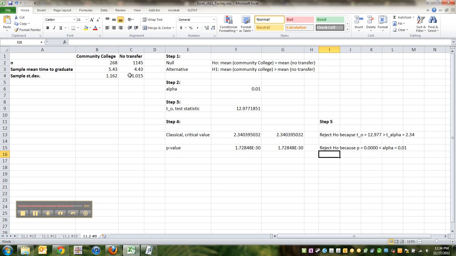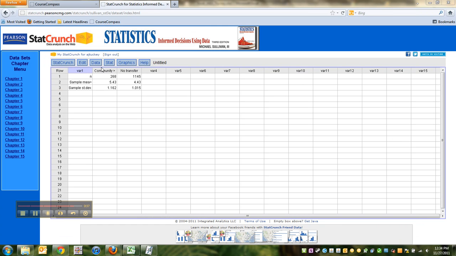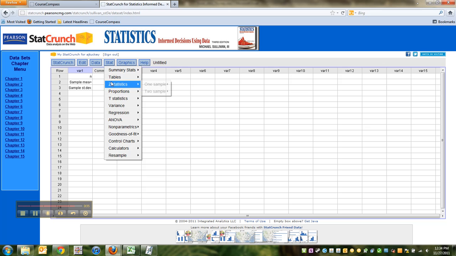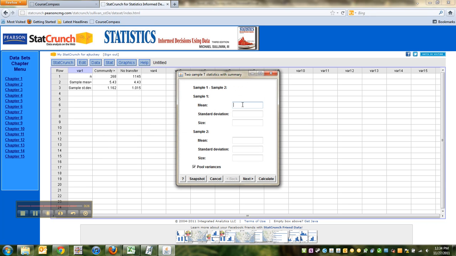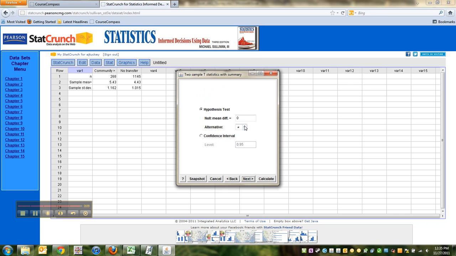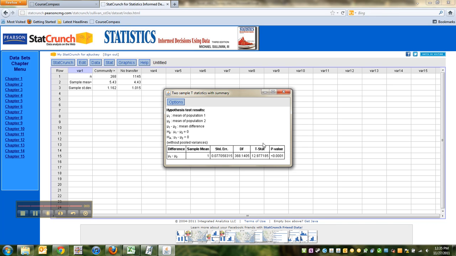And of course, we could also do this in StatCrunch. Let me bring it up. Here it is. So I just typed it in just to have it. Actually, I copied and pasted, to be honest. And then I'm going to go t-statistics to sample with summary. I don't have data for this particular one. And then you got to be careful. You want the community college one to go first, right? So it was 5.43, 1.162. Hold on, I'll type this in. Turn off the pooled variances. It was a right-tailed test. Calculate. There it is. Same numbers we came up with.